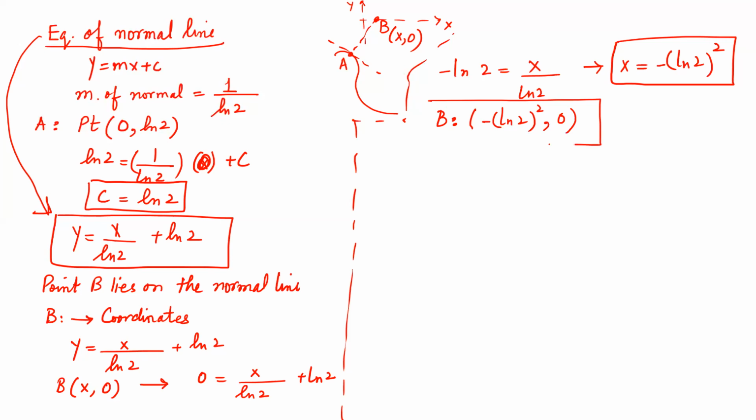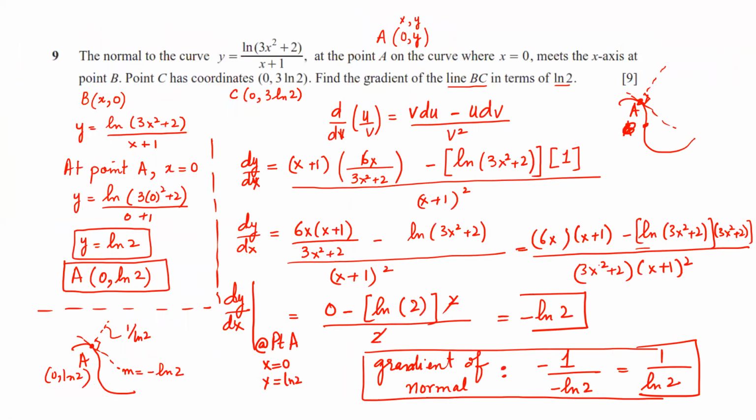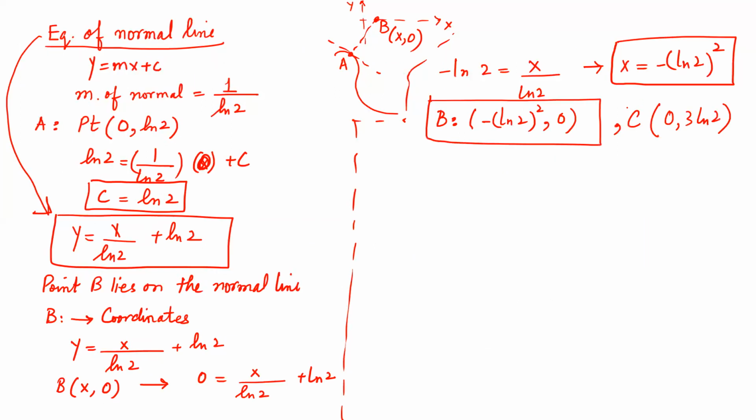So now I have the coordinates of B, and I have the coordinates of C. C is 0 comma 3 natural log of 2. What do I have to find out? We have to find the gradient of the line BC. I have both points, B and C. So remember, the gradient m between any two points is y2 minus y1 over x2 minus x1.